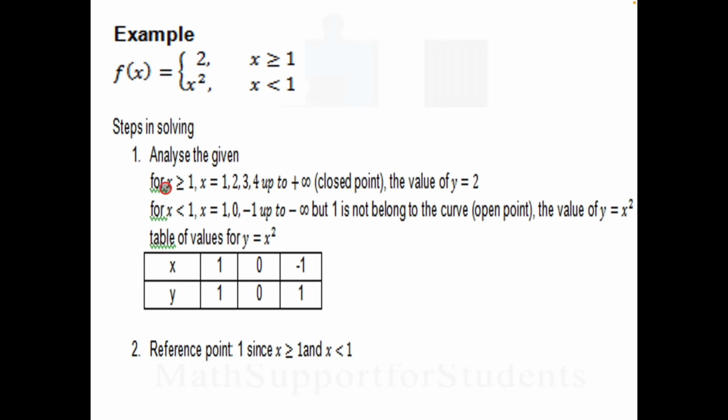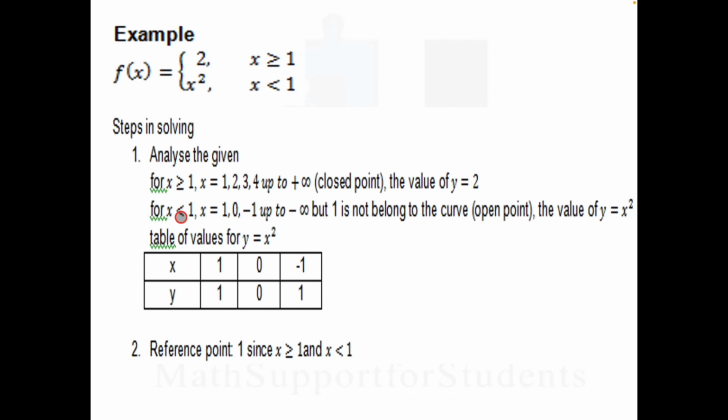So, meron tayong x is greater than or equal to 1. Ang value ng x is 1, 2, 3, and 4 up to positive infinity. So, this is a close point kasi meron siyang guhit sa ilalim. So, the value of your y is equal to 2. So, kasi this is the x and this is the y.